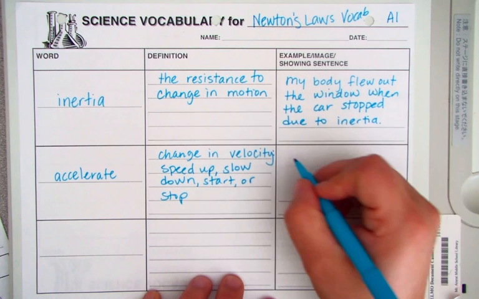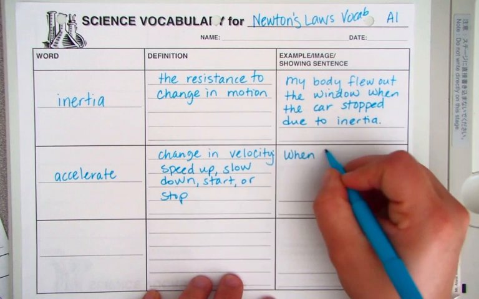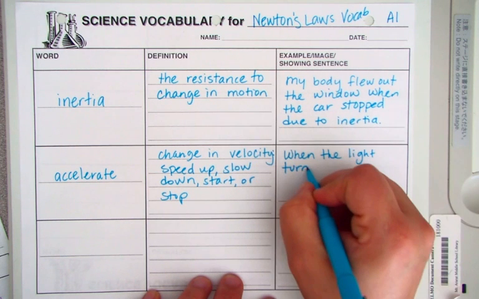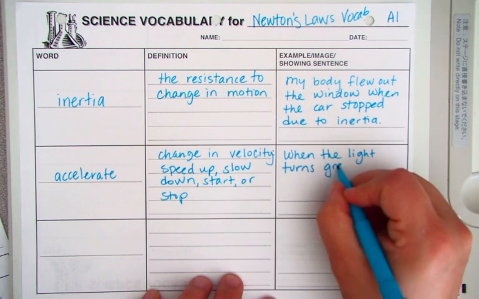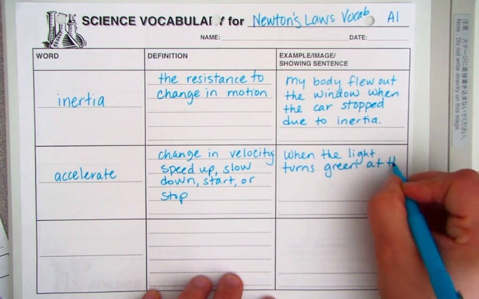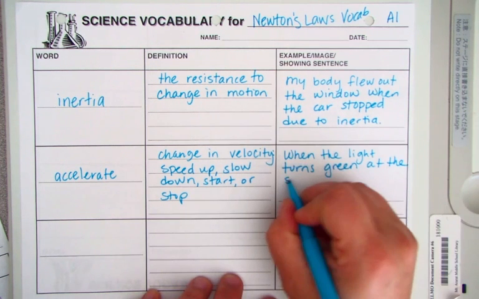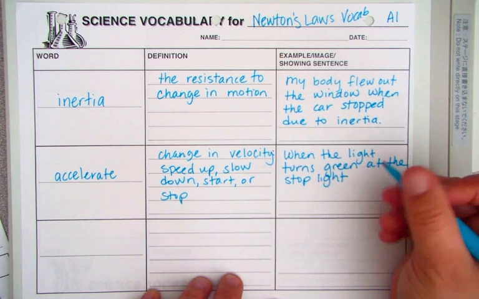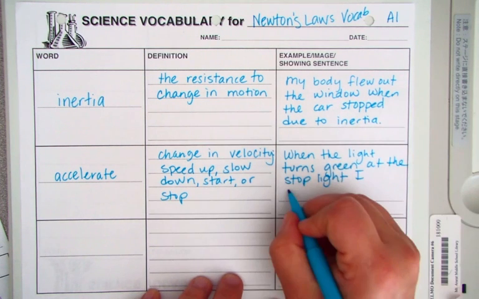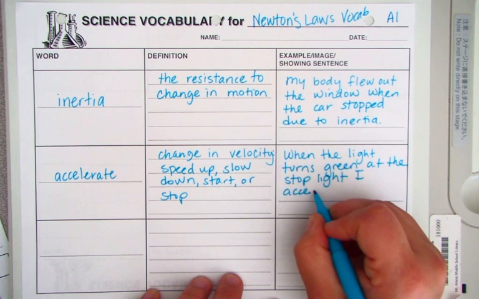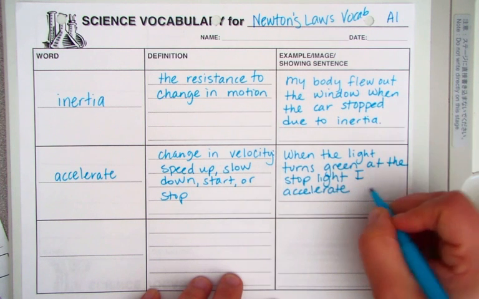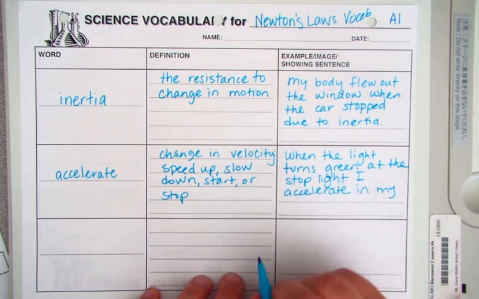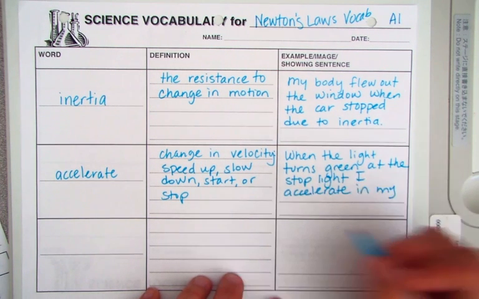So an example could be when the light turns green at the stoplight, I accelerate in my car. And all this means in this situation is that you're increasing your speed.